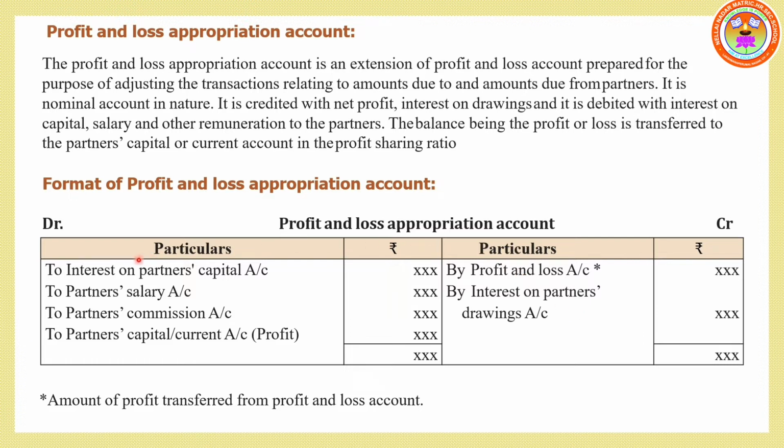Then move on to the debit side. What are the items to be debited while preparing the P&L appropriation account? Interest on capital of partners, salary, commission and profit share, that is, distribution of profit, will be entered on the debit side. Clear? Debit side has only 4 items: interest on capital, salary, commission, distribution of profit to the partners. Clear? So with the help of this formula, let me see how to prepare the P&L appropriation account.